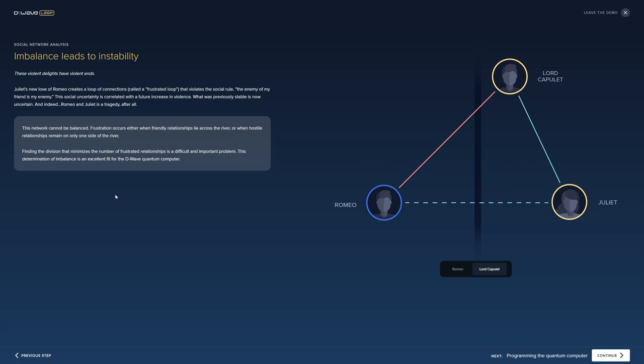I continue here for a moment to finish the demo, which is all about quantum computers. Finding the division that minimizes the number of frustrated relationships is a difficult and important problem.